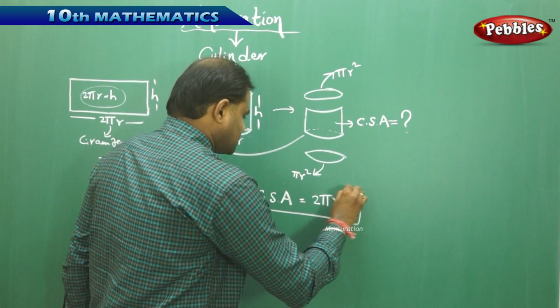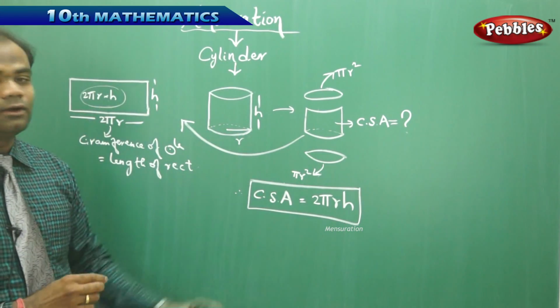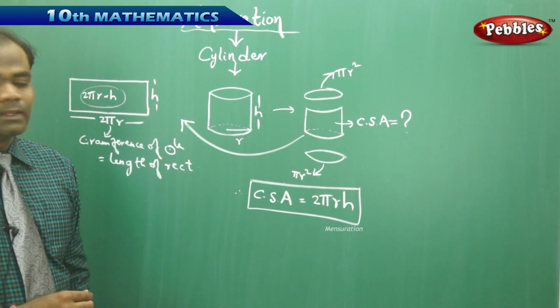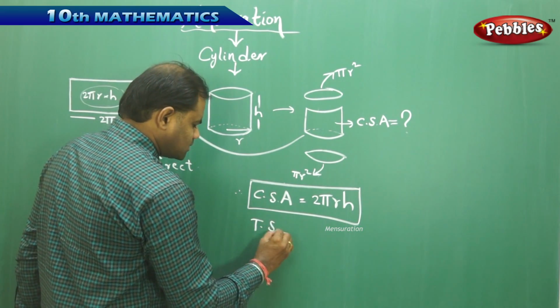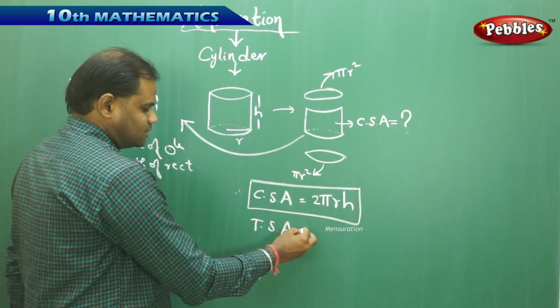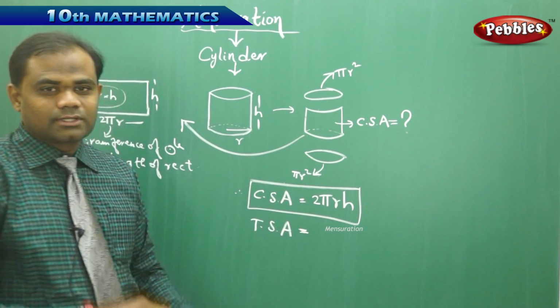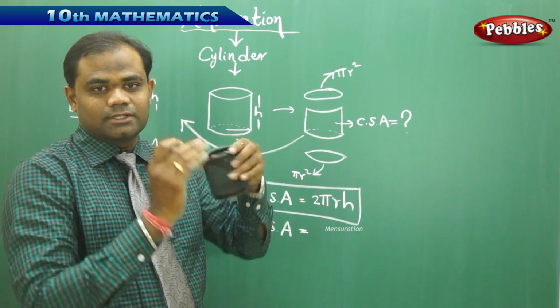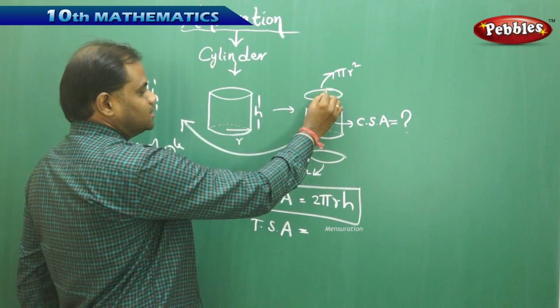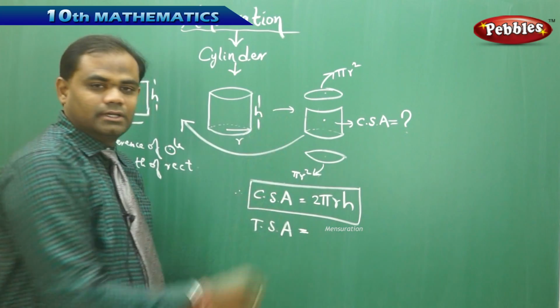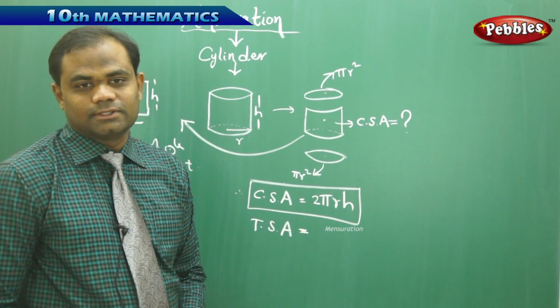This is how I understand the curved surface area of a cylinder. Next comes the total surface area of a cylinder. As I see it, the total surface area is the curved surface plus the top and the bottom surface. When I split this, this plus this plus this is nothing but the TSA of a cylinder.